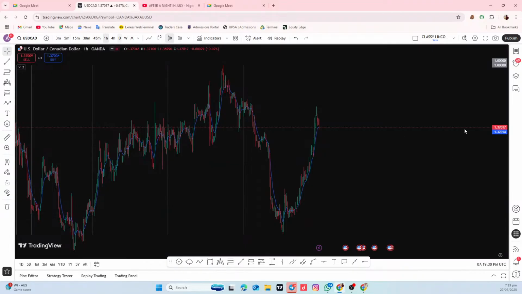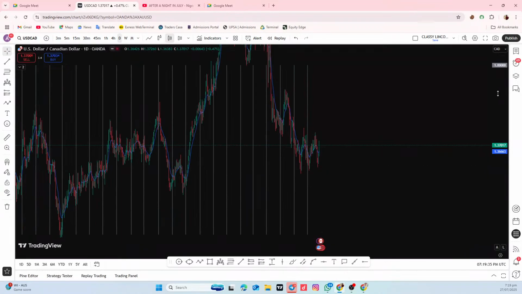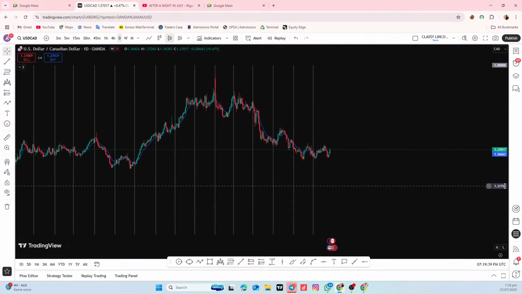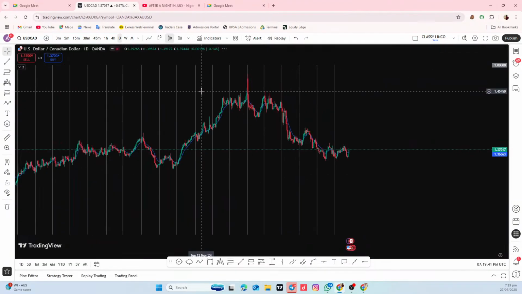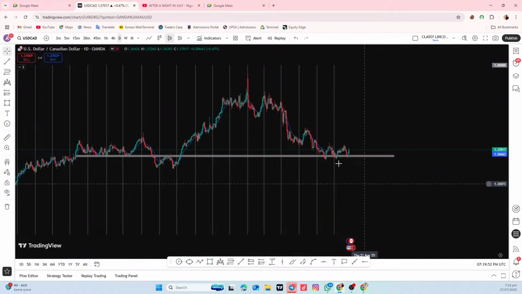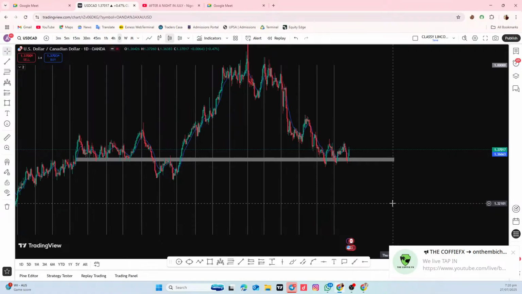Let's zoom out a little bit and see what you are dealing with. Zooming out, we can see that USD CAD is in a very nice downtrend, but it has gotten to this very nice key level here. You see, USD CAD has paused. It's not moving to the downside, so it has the possibility of bouncing off from that section.